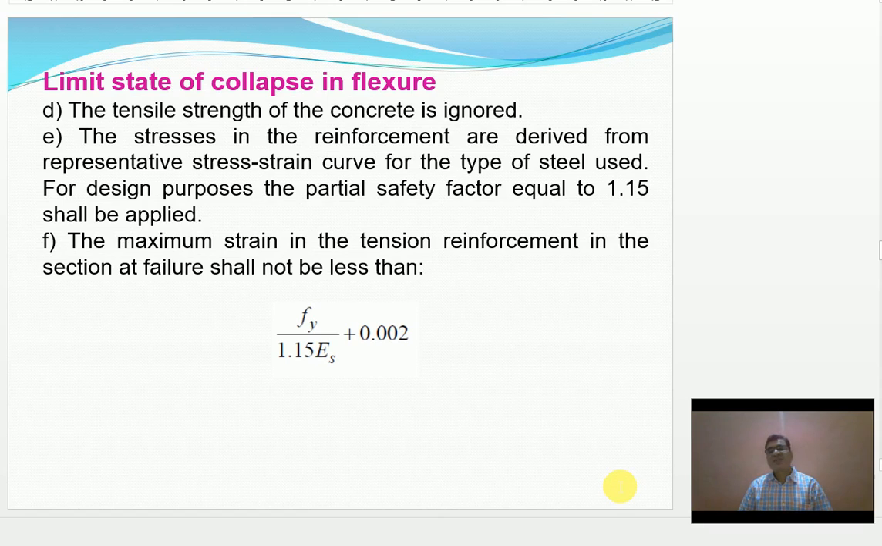And the maximum strain in the tension reinforcement in the section at failure shall not be less than Fy divided by 1.15 Es plus 0.002, okay. Well, now this first part is the linear part and the second part is the non-linear part, okay. So I'm saying this is the first part of this equation. This is the linear, and this is the non-linear part of the stress strain curve, okay.